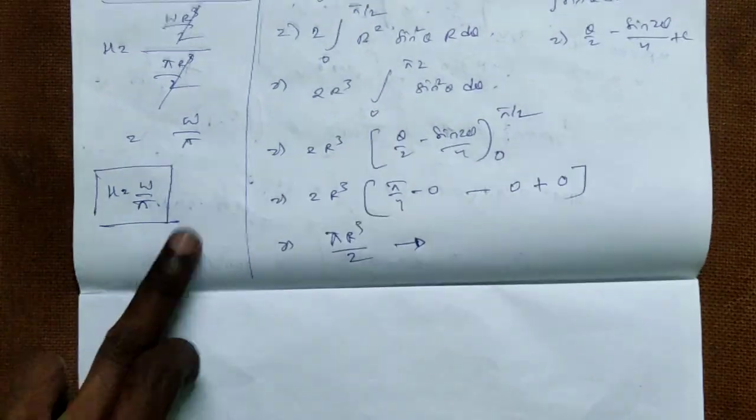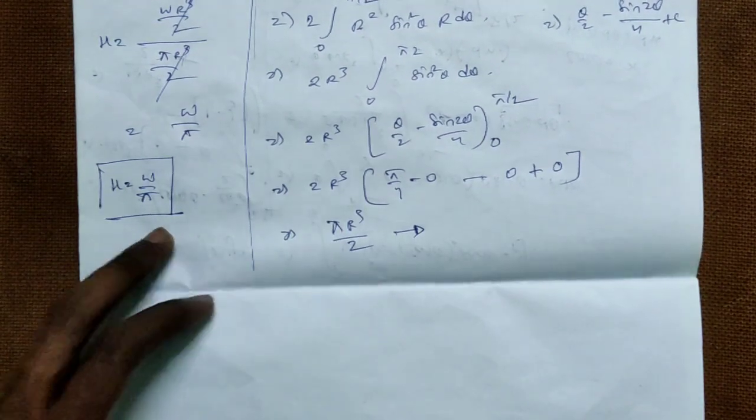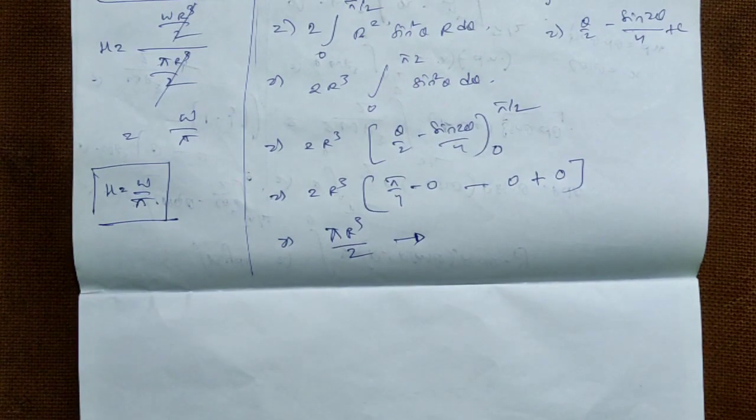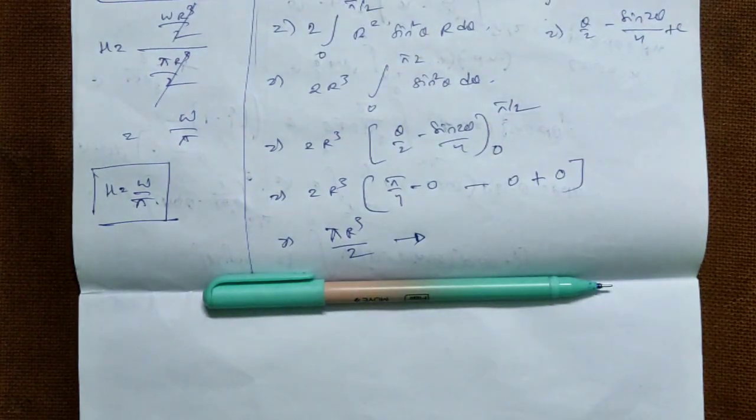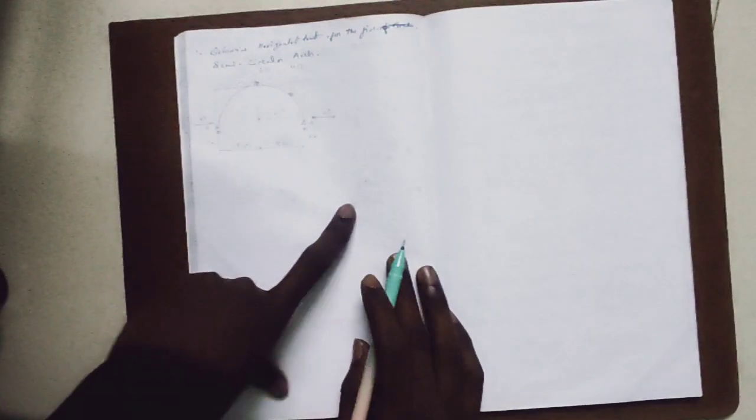You can write a note point over here. As a note point, you can write that the horizontal thrust for a semicircular arch for a point load acting at the center is independent of radius. Like that you can write. Let us solve this sum.